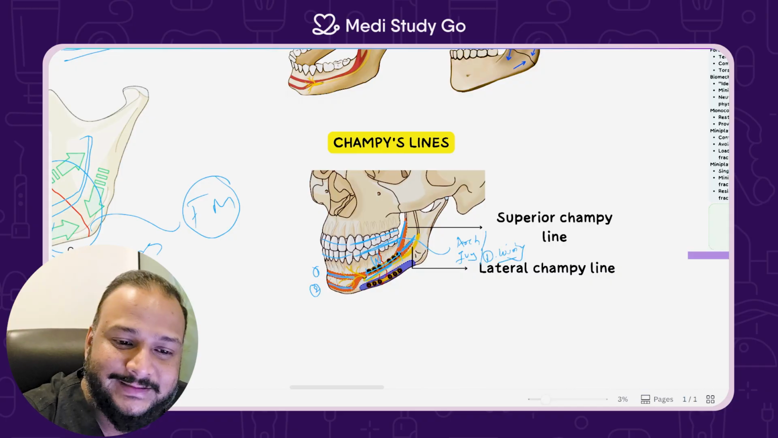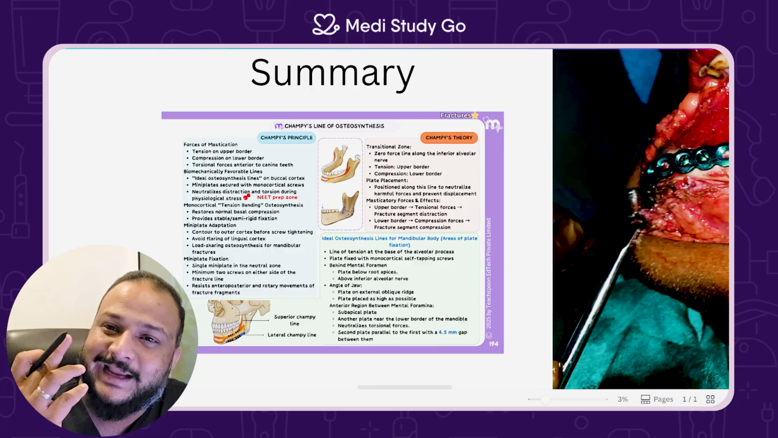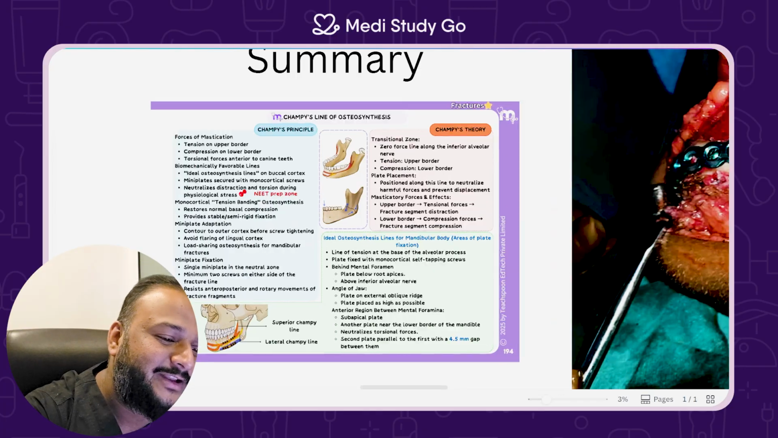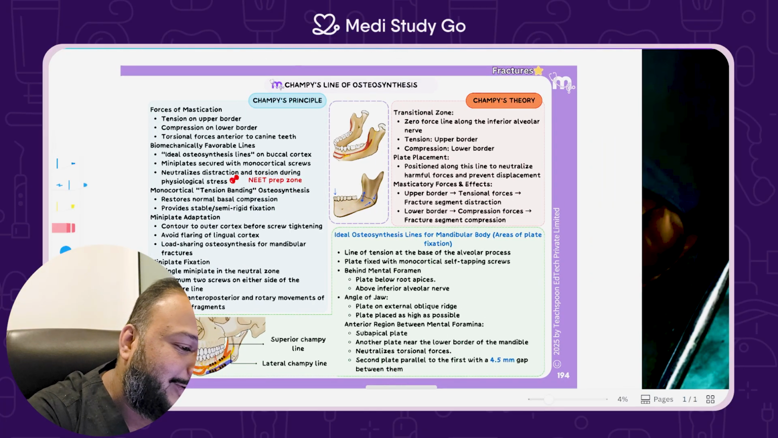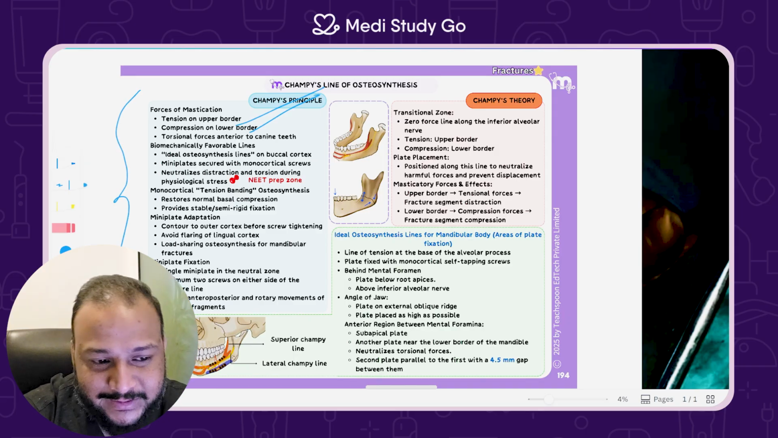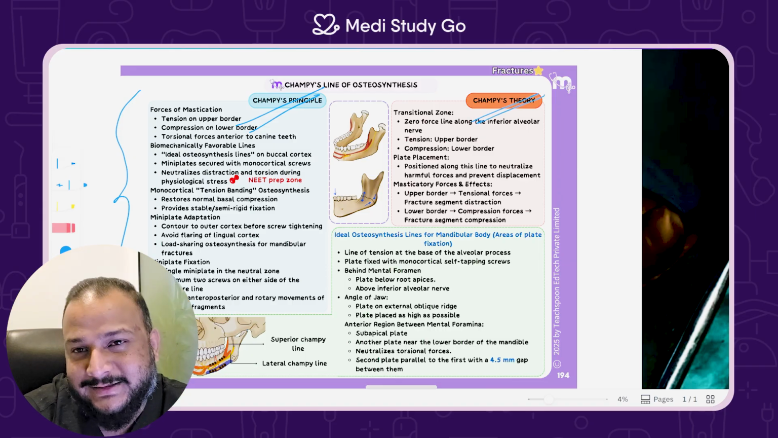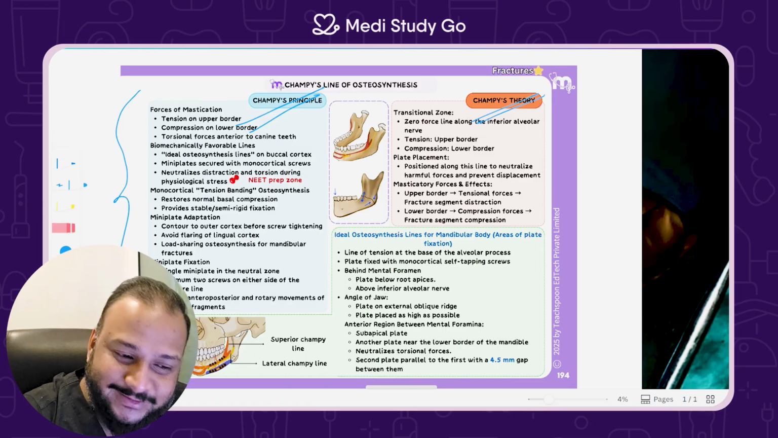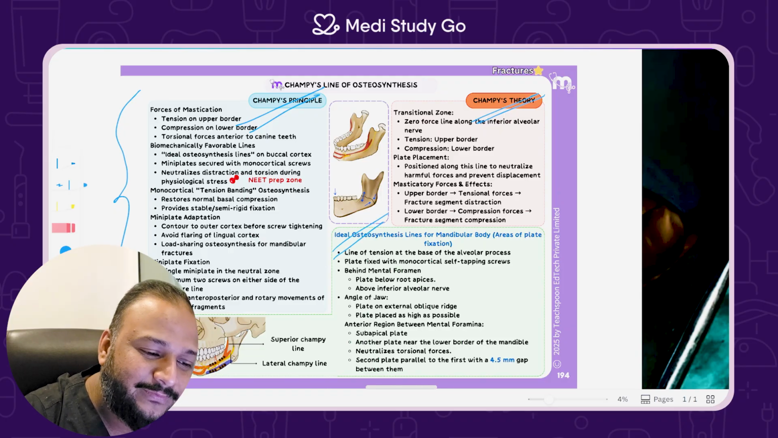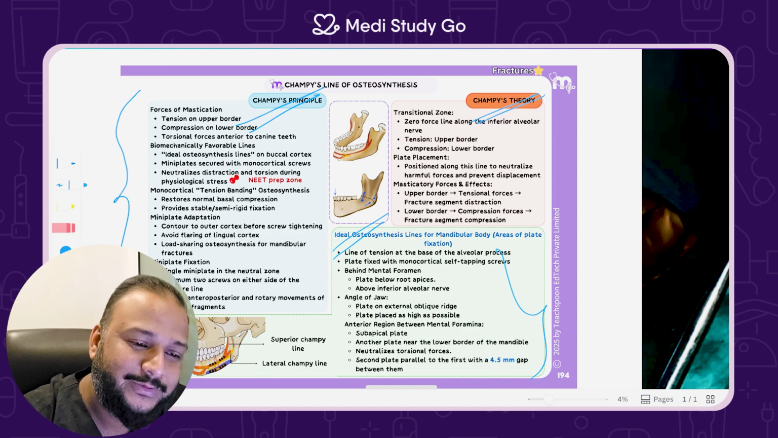lines of osteosynthesis. Every little detail that I told you about the Champy's lines of osteosynthesis is beautifully given here on the mind maps by Medi Study Go. All the Champy's principles are right here for you. The Champy's theory, where the tensional, compressional, and torsional forces act, is right over here. Ideal lines of osteosynthesis are summarized for you right over here.